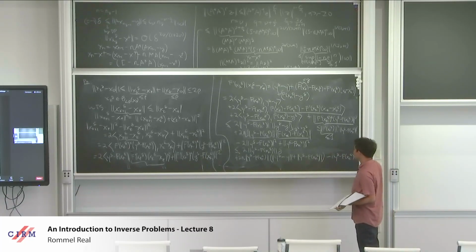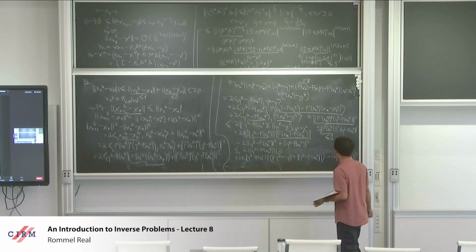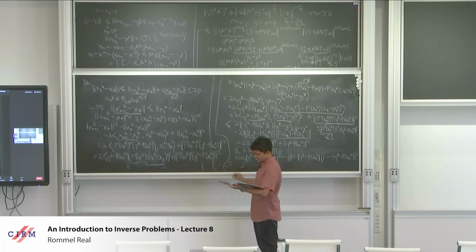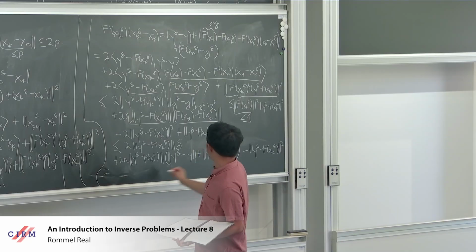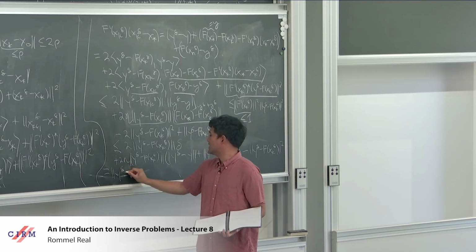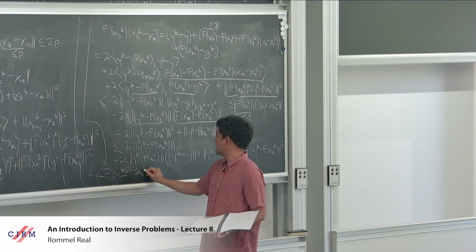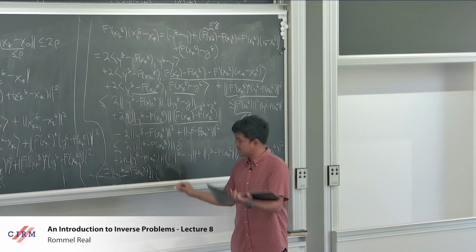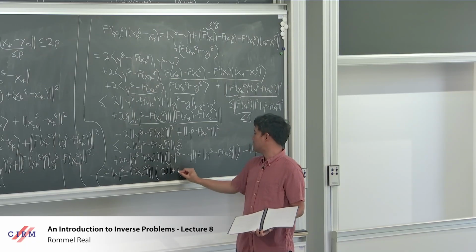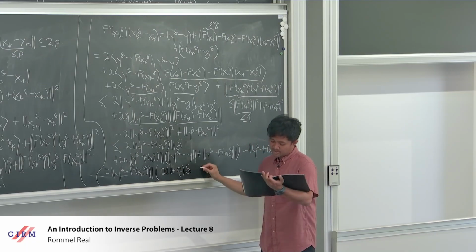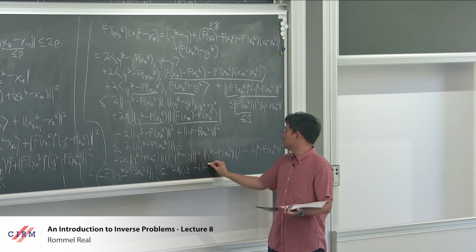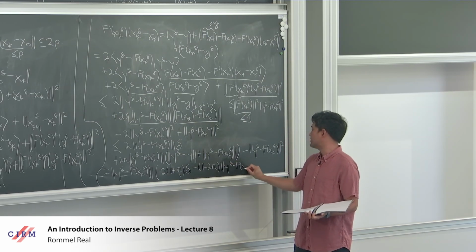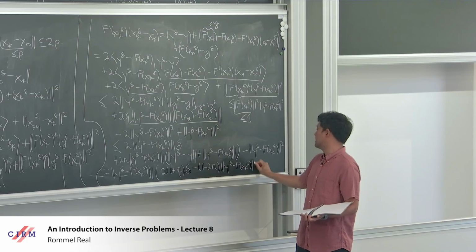Then we will get something like this. So I'll just put it here. Equals, we can factor out the residual term times this one. 2 times 1 plus eta times delta minus 1 minus 2 eta times the norm of y delta minus f of xk delta. Okay?